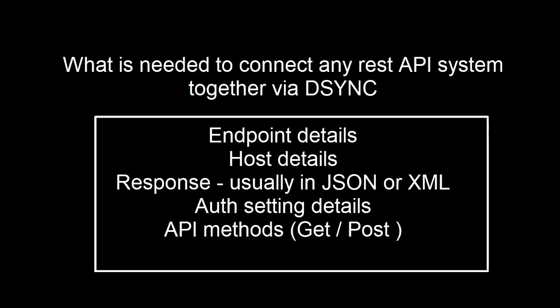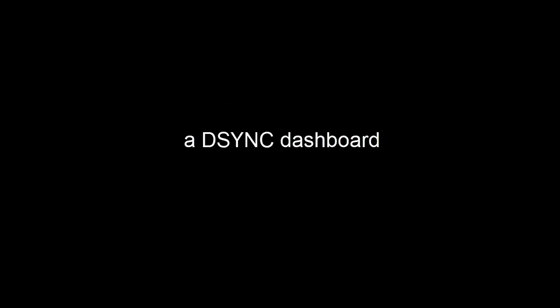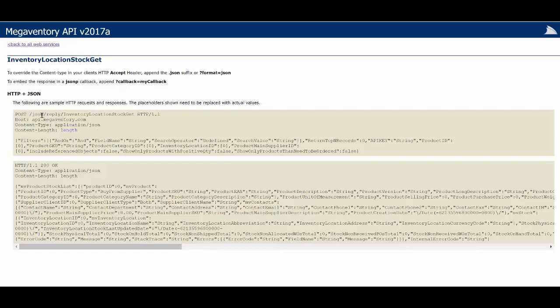When you're connecting systems, the majority of the information you need can be sourced from the API documents, including the endpoint details, host details, a sample response, auth settings, and the API methods. Let's quickly cover some of the details you'll need for your integration. Firstly, you'll need a DSYNC dashboard. Secondly, you'll need to know all of the endpoint details, including the endpoint URL and the host details.